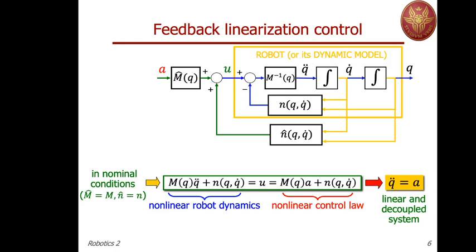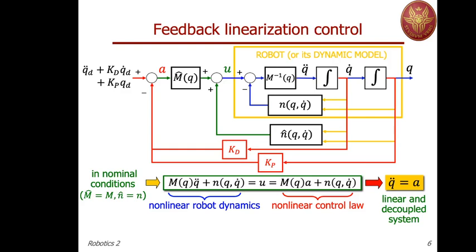As you can see, this is a purely kinematic relation, which relates the acceleration of the joints to the new variable a, and in particular each acceleration q double dot i to the new value of the external command a i. The reason why we call this a is because, in fact, dimensionally, this is an acceleration. And now you complete the design on this linear and decoupled system. The decoupling means that, in fact, every new input a i affects one and only one of the output variables, in particular, the one with the same associated index i.